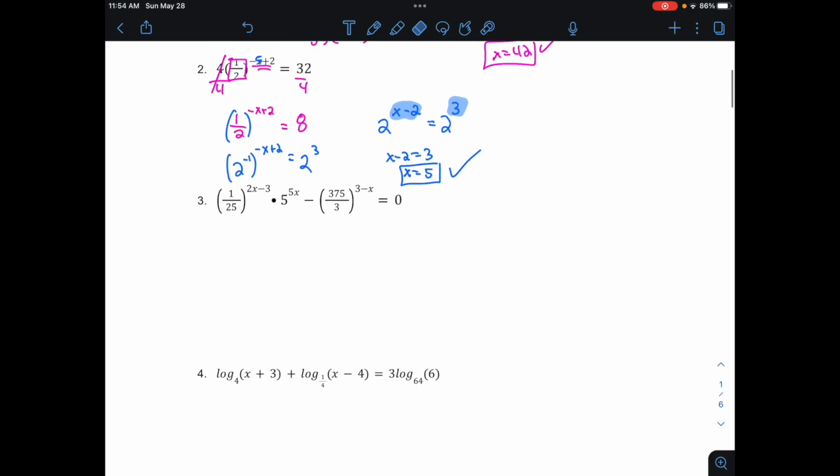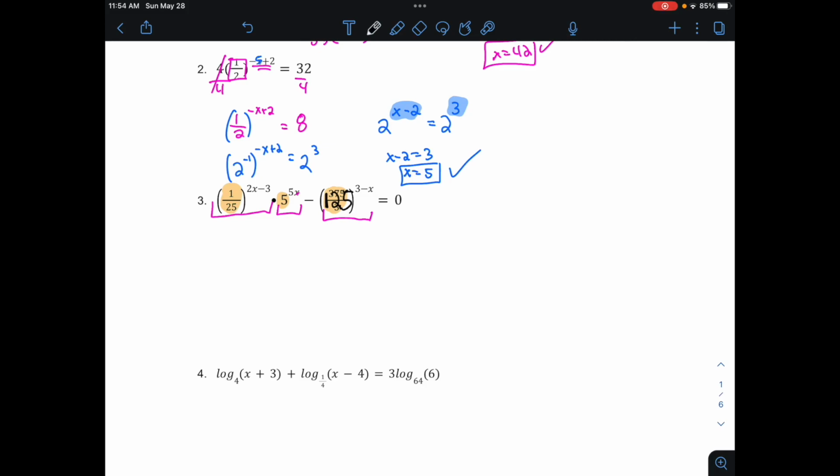Okay, speaking of changing bases with commonalities, we want to look at number 3 here, where that's exactly what we're going to have to do. So we have this piece of the equation, 1 over 25 to the 2x minus 3 times 5 to the 5x minus 375 over 3 to the 3 minus x. Now this problem is only going to be possible without a calculator if the numbers are really set up in such a way that we have like 125, 1 over 25, 5. 375 divided by 3 is actually going to be 125. And so we actually have powers of 5.